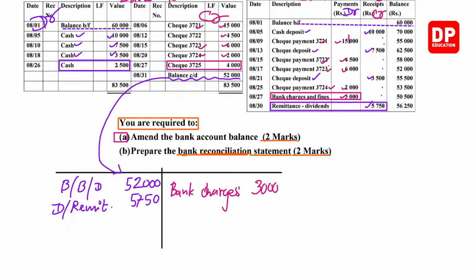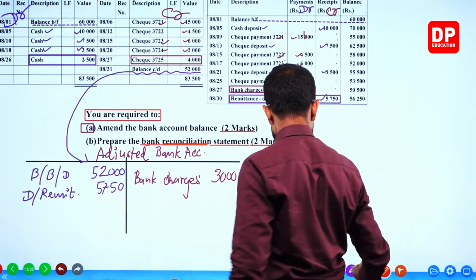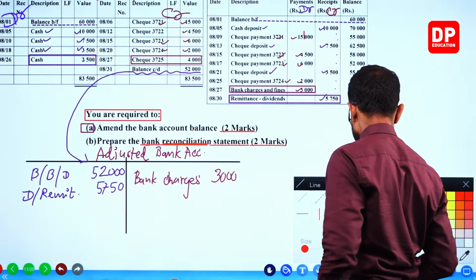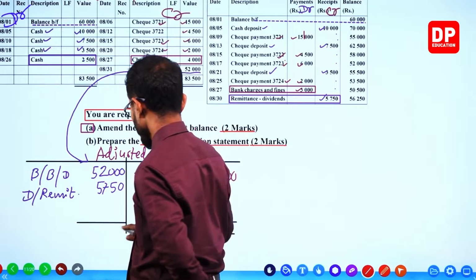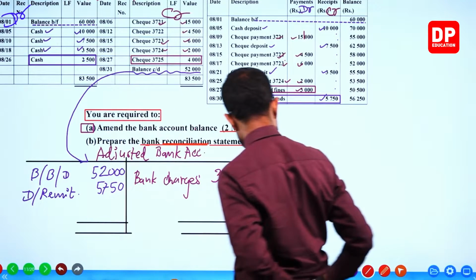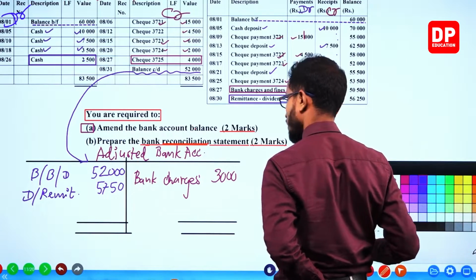Bank charges. This is the adjusted bank account. That's it. Balance it quickly. Draw the total boxes and take the greater total. In which side do we have the greater total?